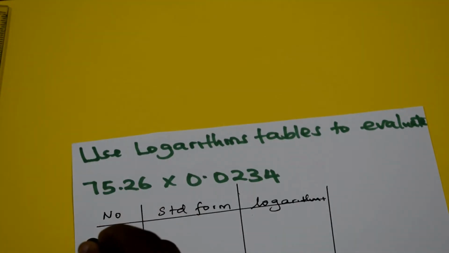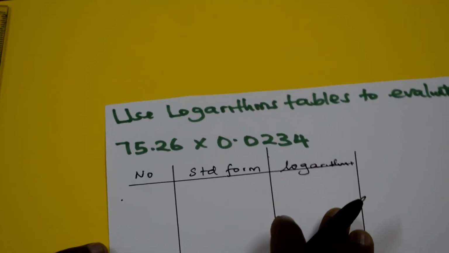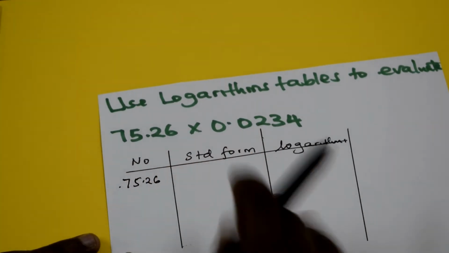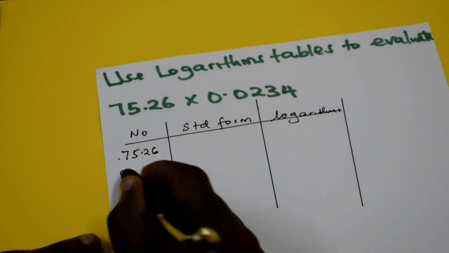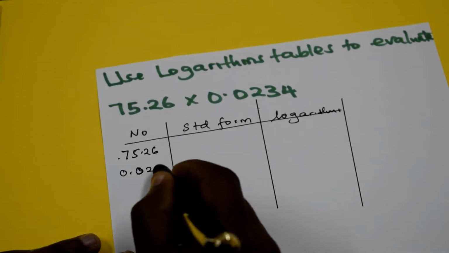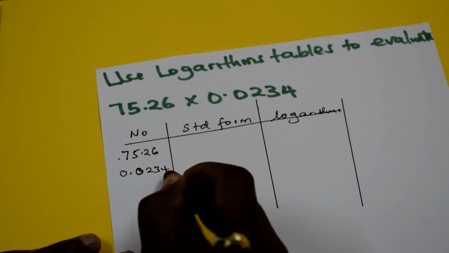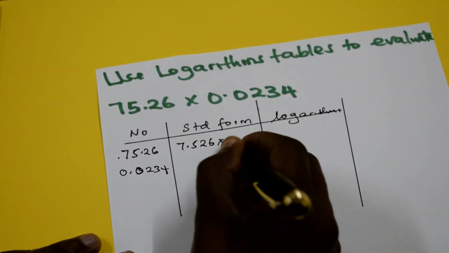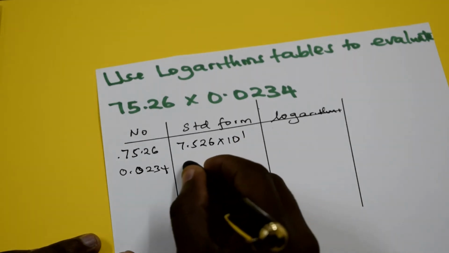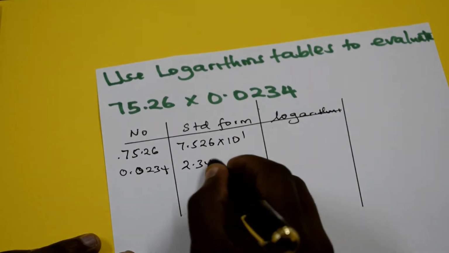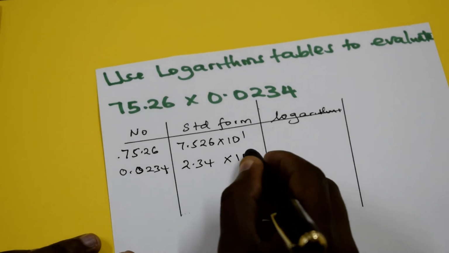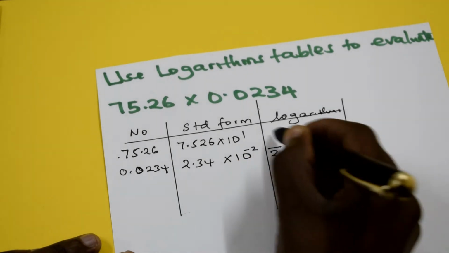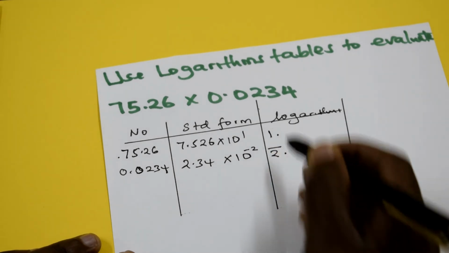Then we have this number as 75.26, and we have 0.30234. So 7.526 times 10 power 1, and this is going to give us 2.34 times 10 power negative 2. This becomes bar 2 point, and this is 1 point for logarithms.